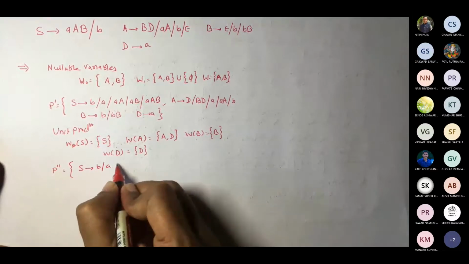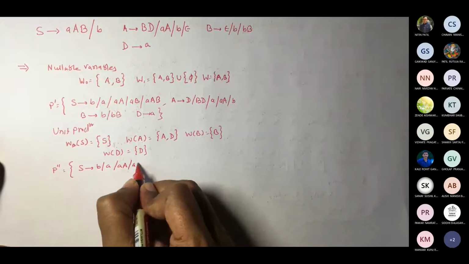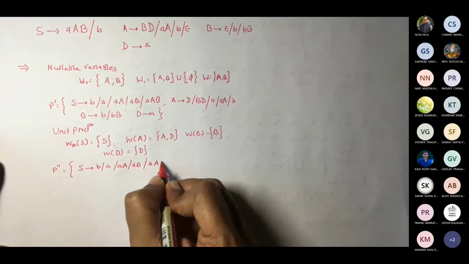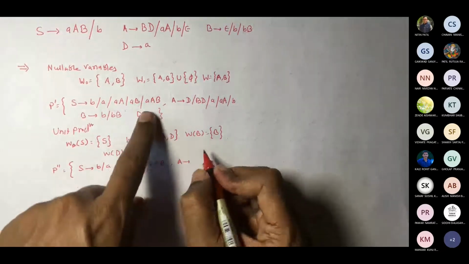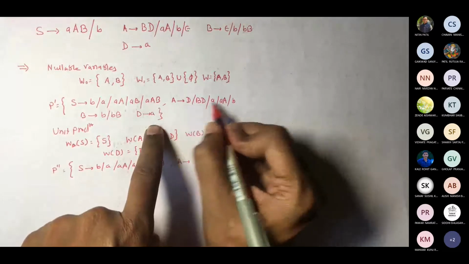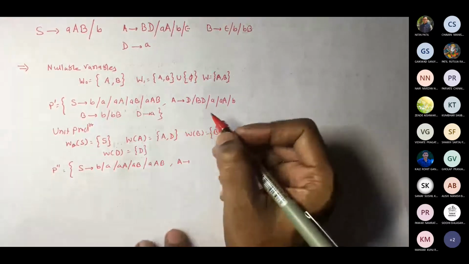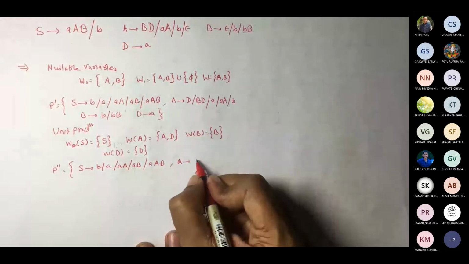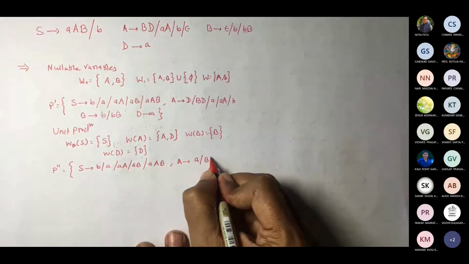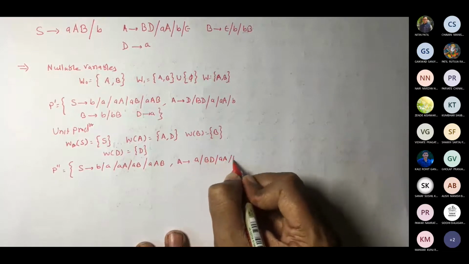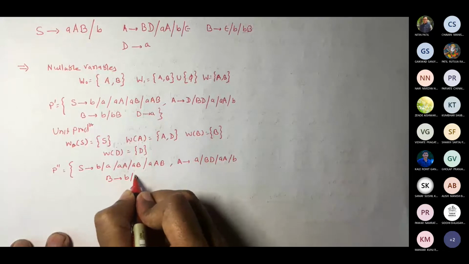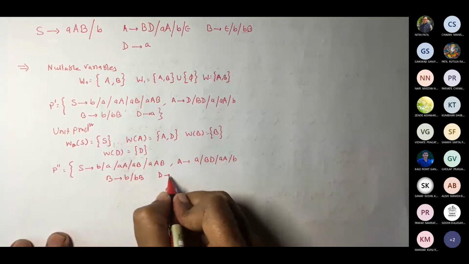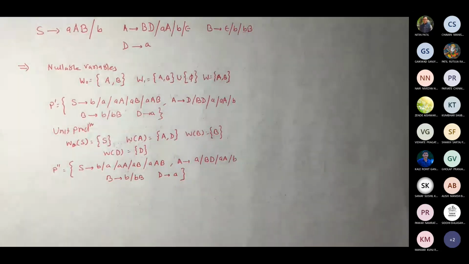S gives B, S gives A, A, AB, AAB. A gives D, so we can directly write A gives A, but already it is there, right? A gives A already there, so no need to write again A gives A. So you can directly delete this. So A, B, D, A, and B. B gives B, B, and D gives A. Done. Now you have removed unit production.